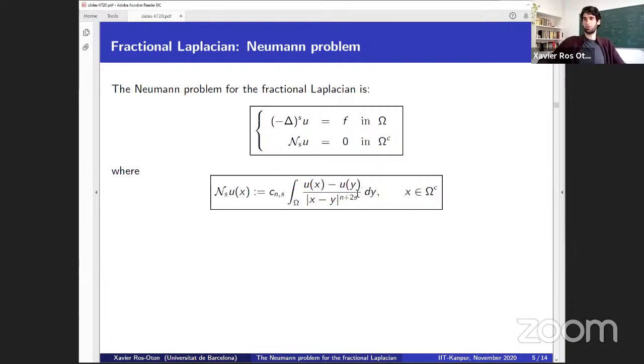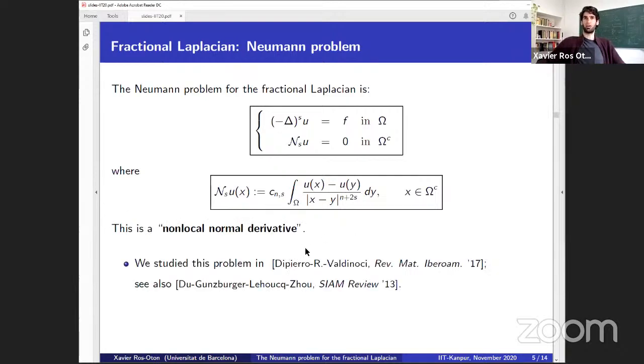Okay, so we will see now in a minute some properties of this non-local normal derivative or Neumann condition. But I wanted to write it down first so that you have it here. It's an interaction between the inside, for every X, U of X minus this integral of U of Y, which must be zero. And this is a non-local normal derivative. We studied this problem first in a joint work with Serena Di Pierro and Enrique Valdinoci, published in 2017. It was also studied before that by Du, Gunzburger, Lehoucq and Zhou, in SIAM Review in 2013. After our paper and theirs, there are also other works that study this problem.